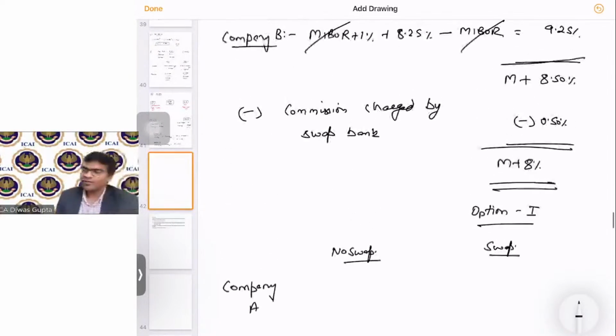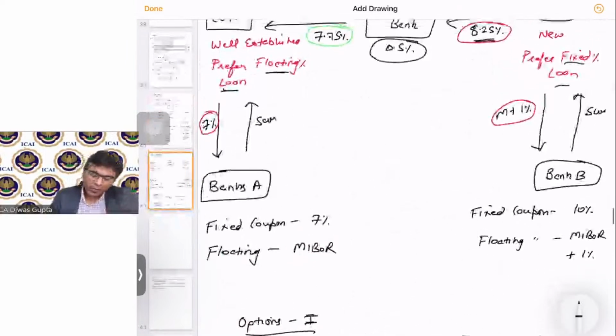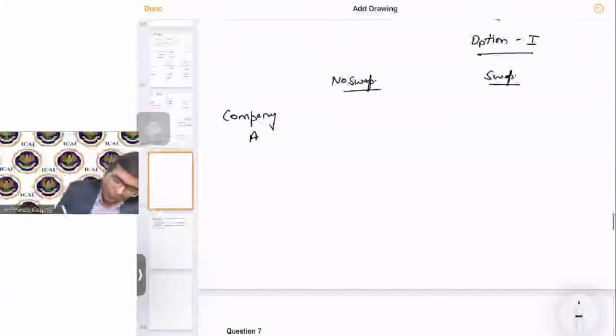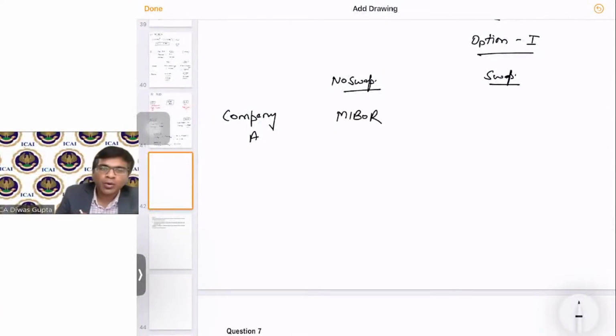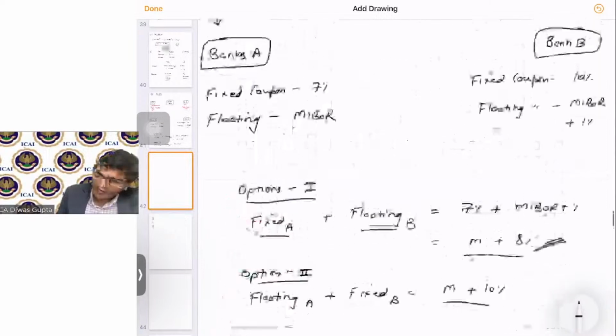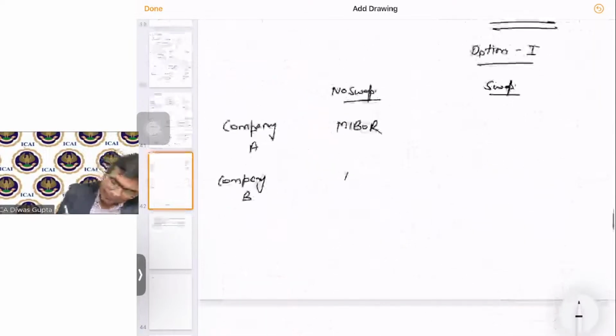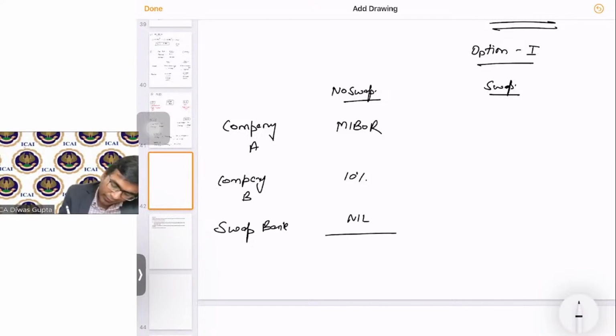For company A, if the entire swap arrangement is not there, then company A would have borrowed at MIBOR, correct? Because it wants to borrow, the preference is to borrow at floating. Company B would have borrowed at fixed, which is 10%. And swap bank, there is no cash flow here. This is MIBOR plus 10 percentage.